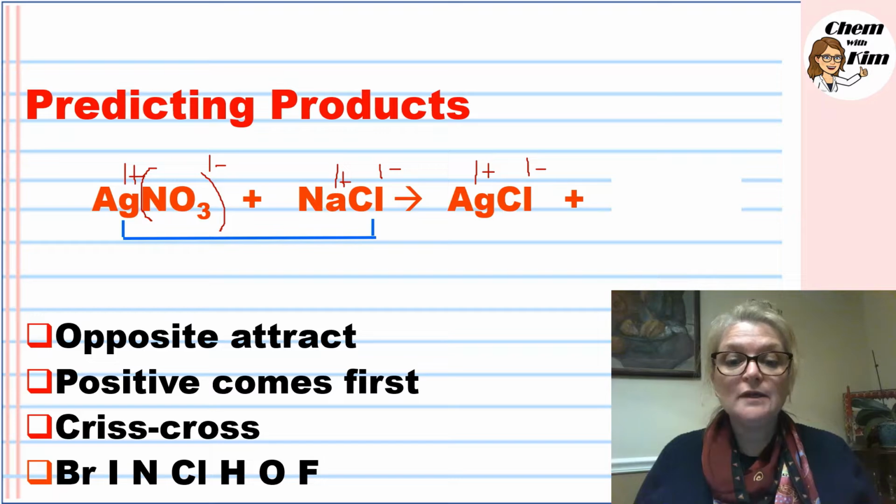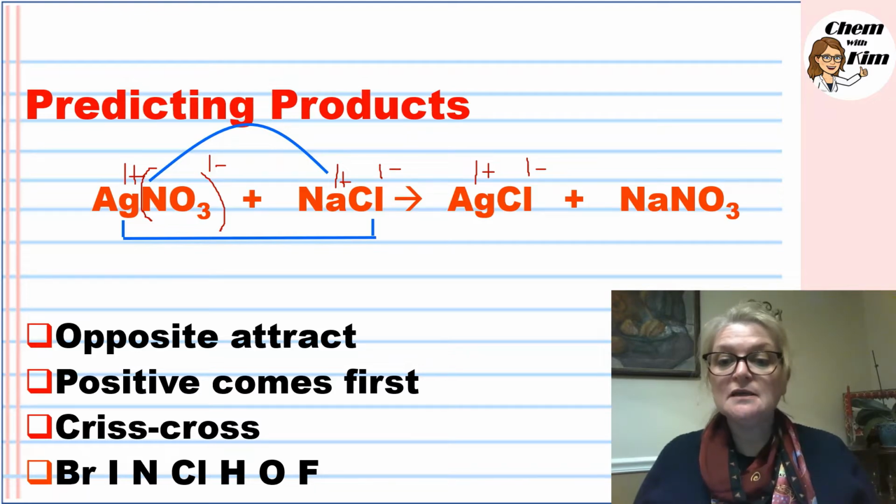And then we're left with the nitrate ion and the sodium ion. Remember, positive comes first. So the sodium is always going to come before the nitrate. Now let's see if we have to crisscross there. Sodium is a +1. The nitrate ion was a -1. So they also neutralize each other and we don't need to crisscross. And the last part was Brinkelhoff.